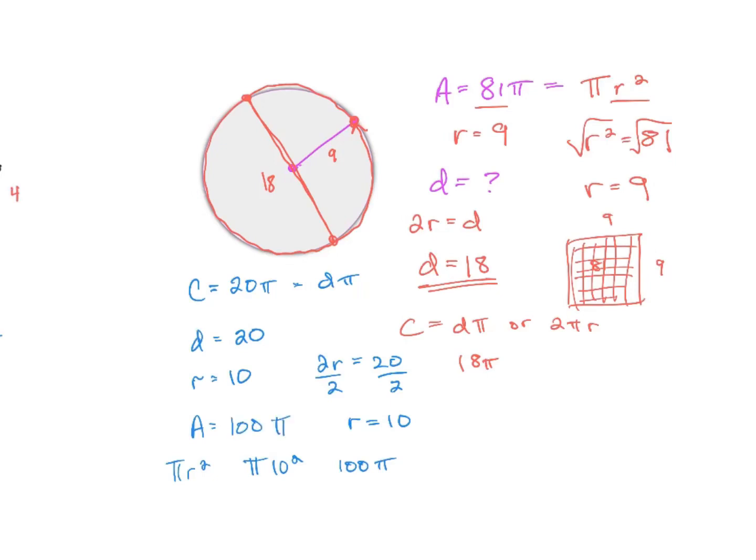So I could take my circumference and get a diameter, take a diameter, get a radius, and from a radius get an area. That's something you should be able to do. You should be able to take any of these 4 pieces and be able to find all the other 3 pieces of a circle.